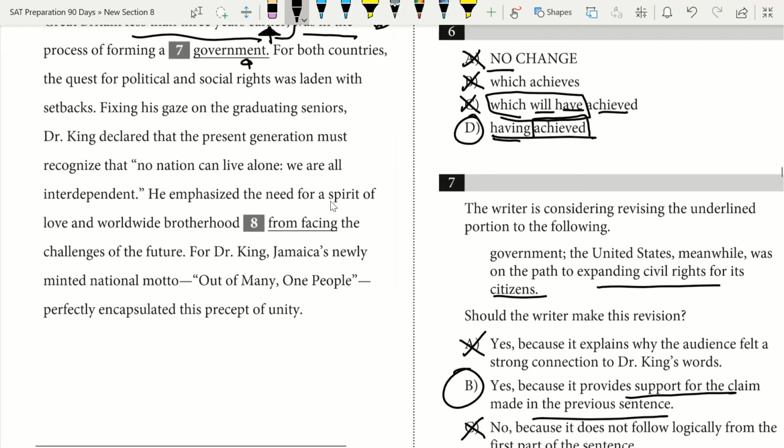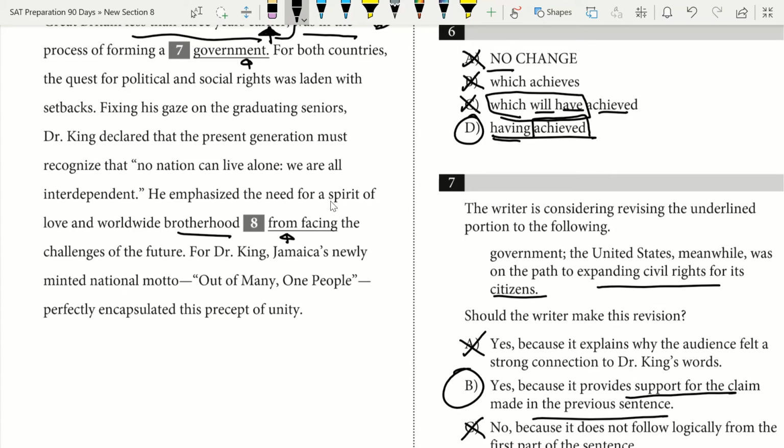All right, now we've got 8. So he emphasized the need for a spirit of love and worldwide brotherhood in facing the challenges of the future. So how did I know I had to immediately switch to "in facing"? Well, one strategy that I use on the SAT writing section is, if I see I'm going to have an idiom question, and I'll tell you how I knew this was going to be an idiom question, because I saw I had a preposition underlined in the middle of a sentence.